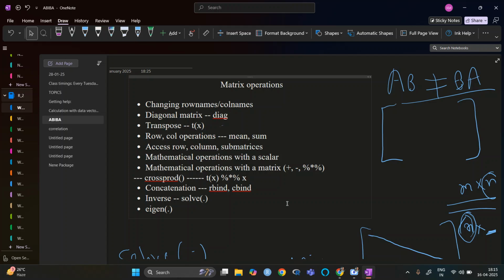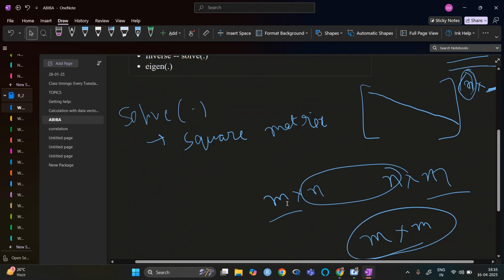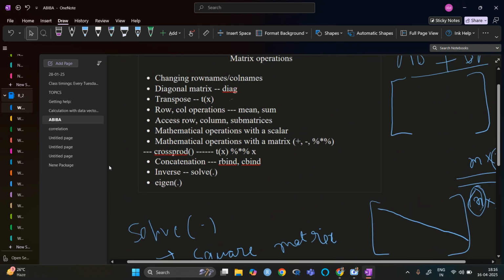Okay. The next is concatenation. So basically, you have a smaller matrix and another smaller matrix, and if you want to merge them, you need a function to merge them. For that we use rbind or cbind. Now you need to remember that rbind binds rows, and cbind binds columns.